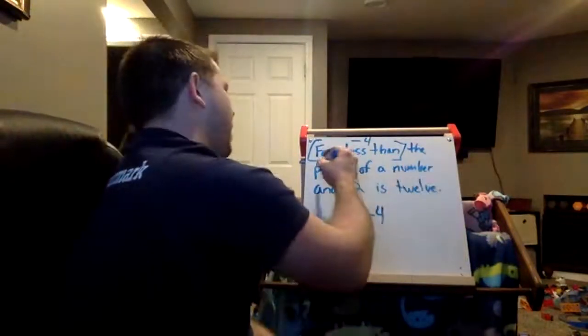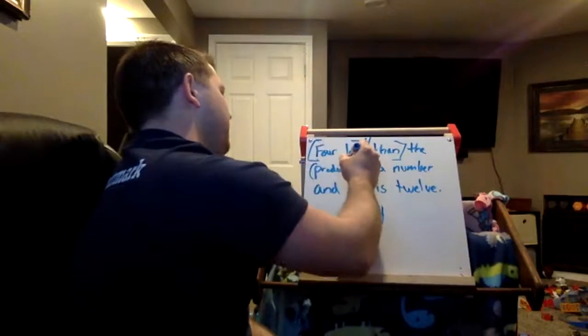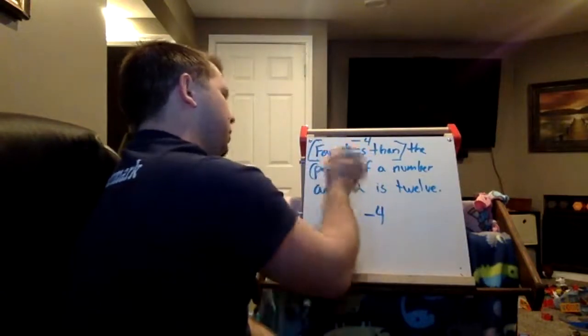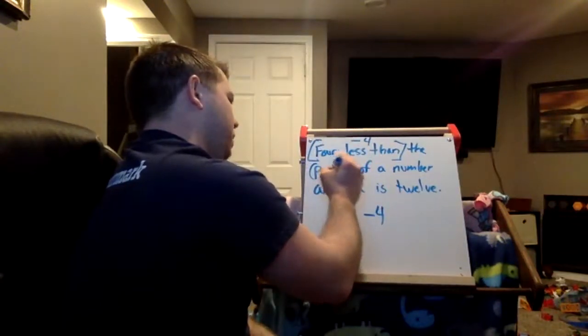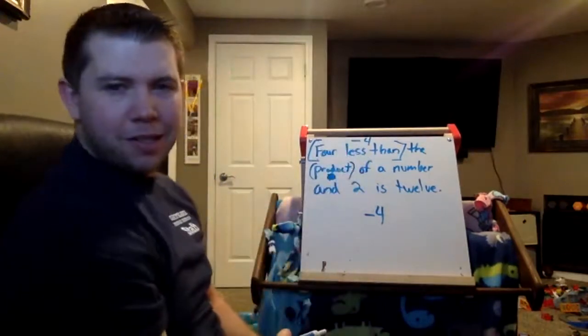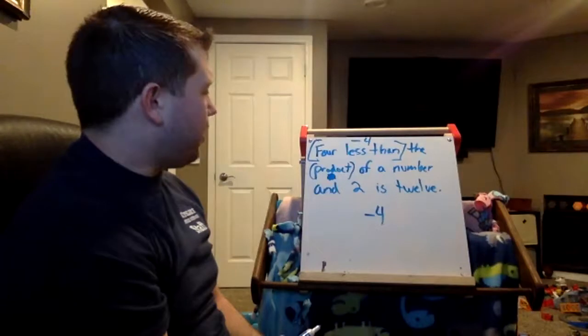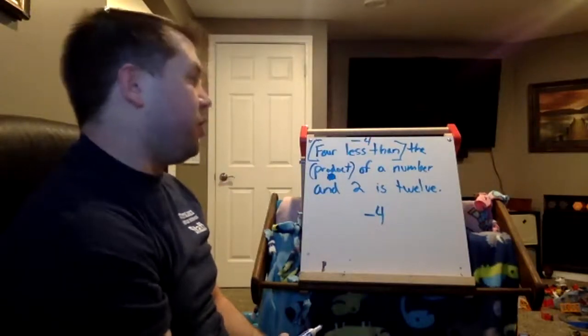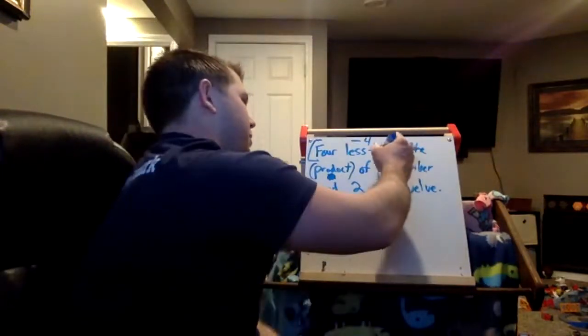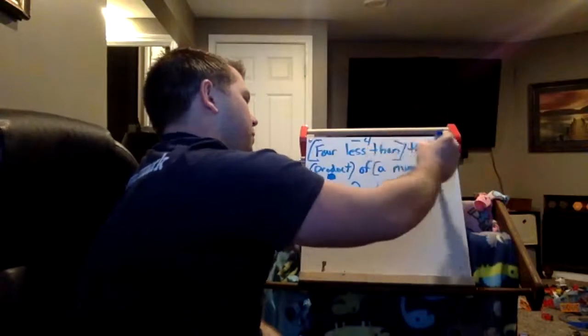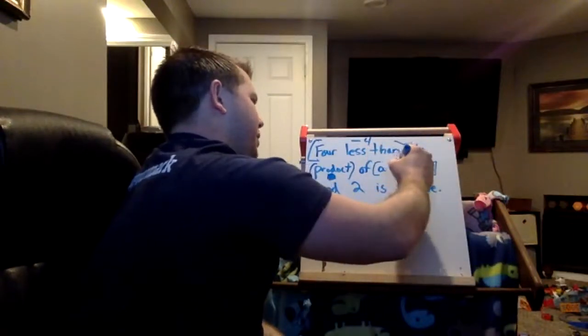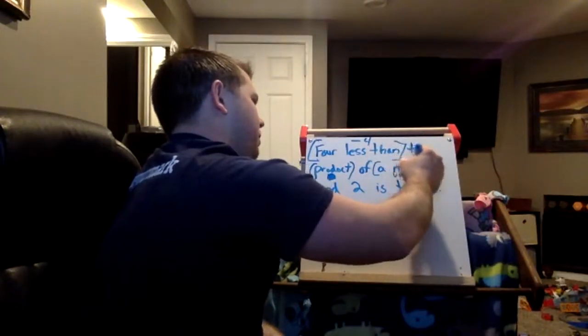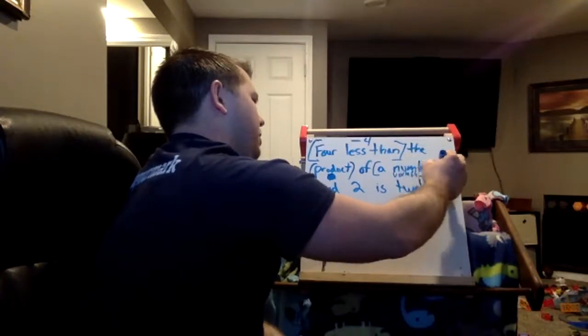The next part is the product. The product implies that this is the answer of a multiplication problem. So that's my little dot, I guess. So the product of a number, okay, a number implies a variable. This is an unknown. The variable I'm going to use is x.